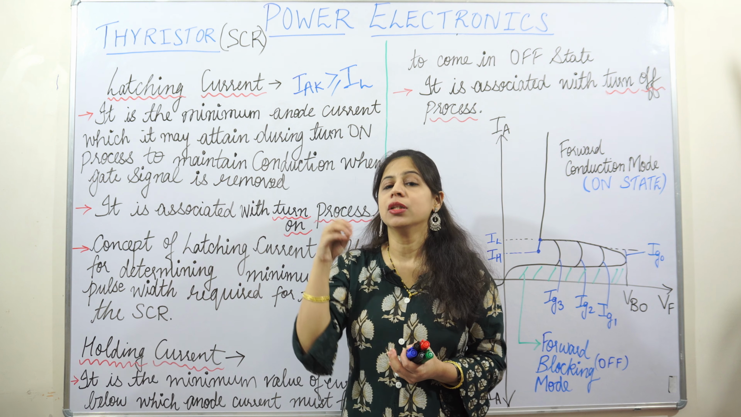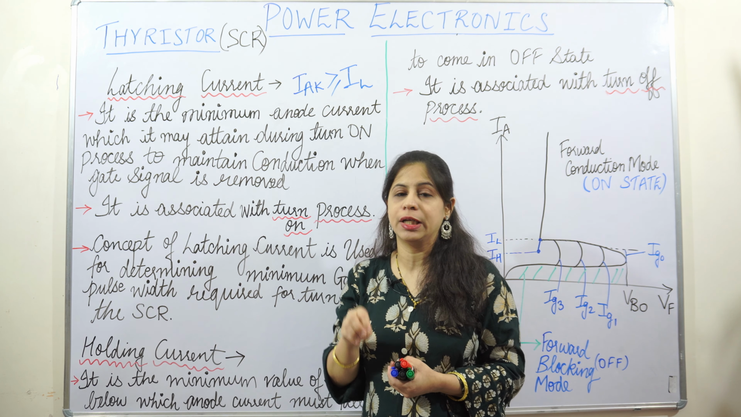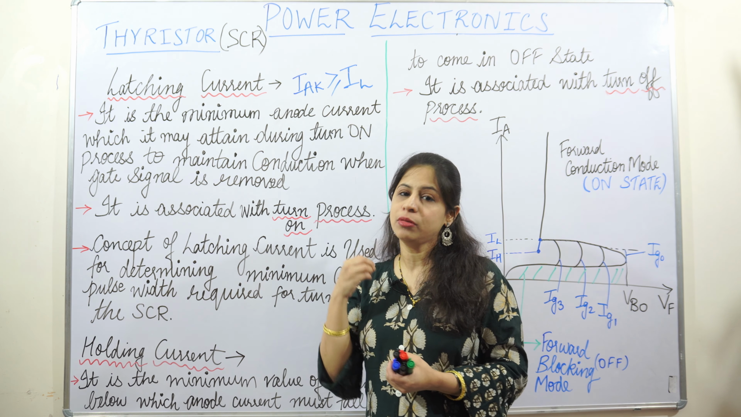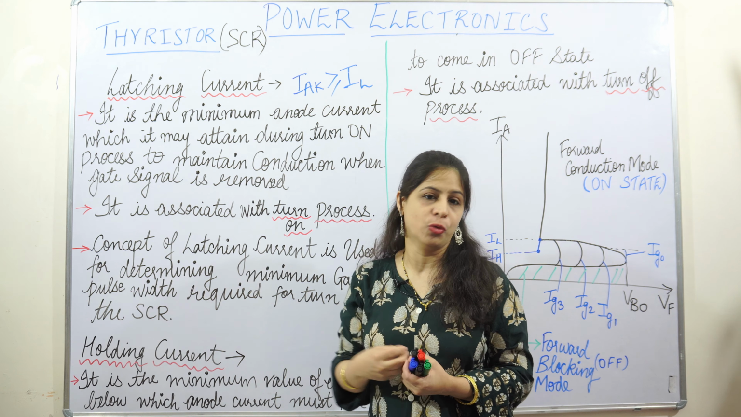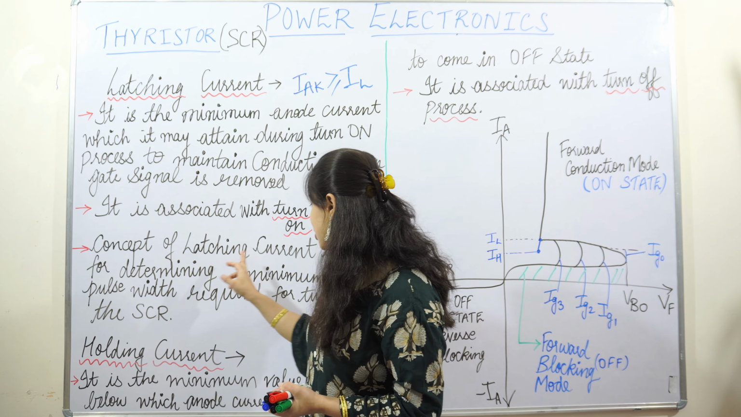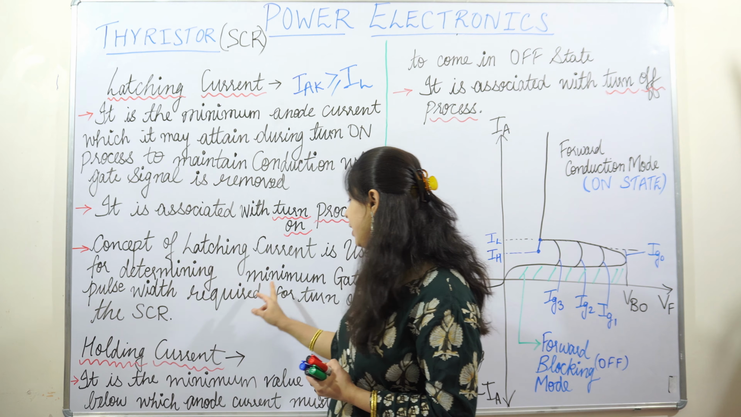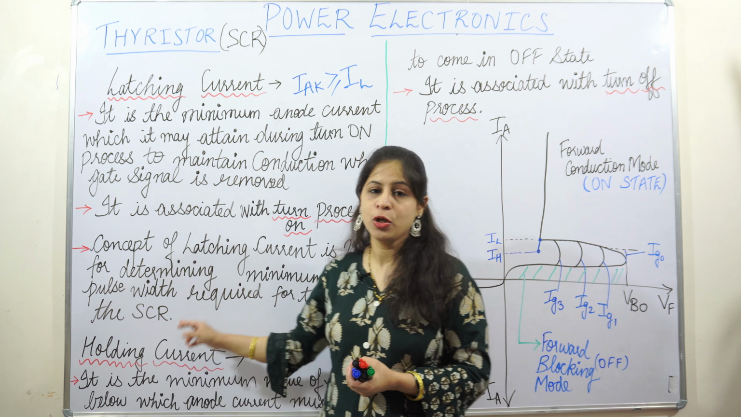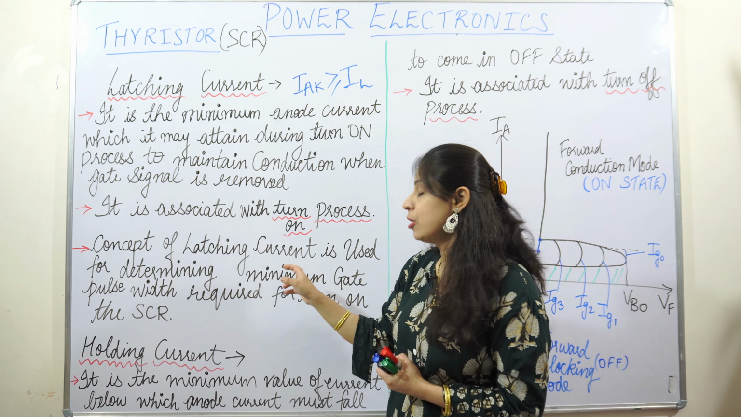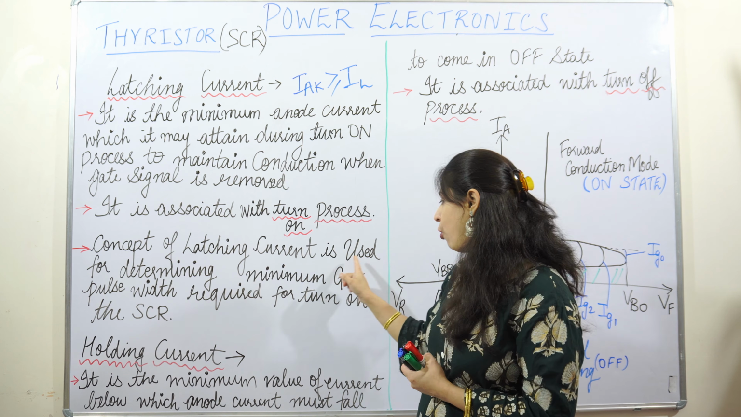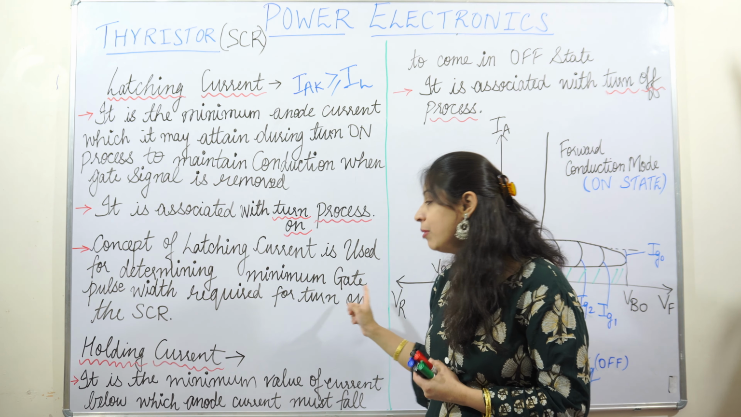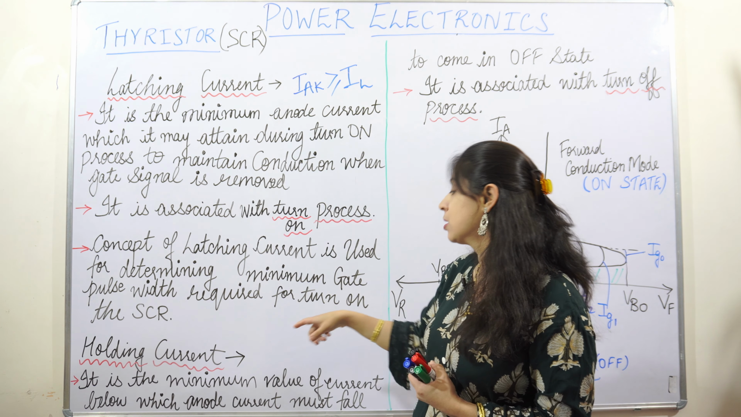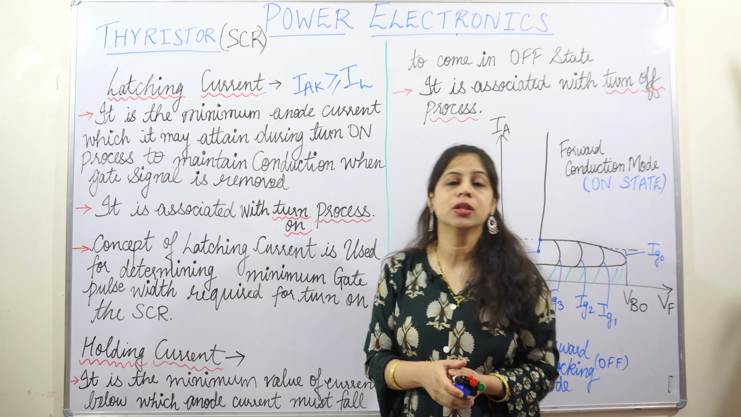In order to turn on, the minimum amount of anode to cathode current required so that the SCR may operate in the turn on condition mode. Okay, turn on mode. So concept of latching current is used for determining the minimum gate pulse width required for the turn on the SCR. So the concept of latching current is very much important also for the determination of the minimum gate pulse, that how much gate pulse should be given, minimum gate pulse required for the turn on the SCR.